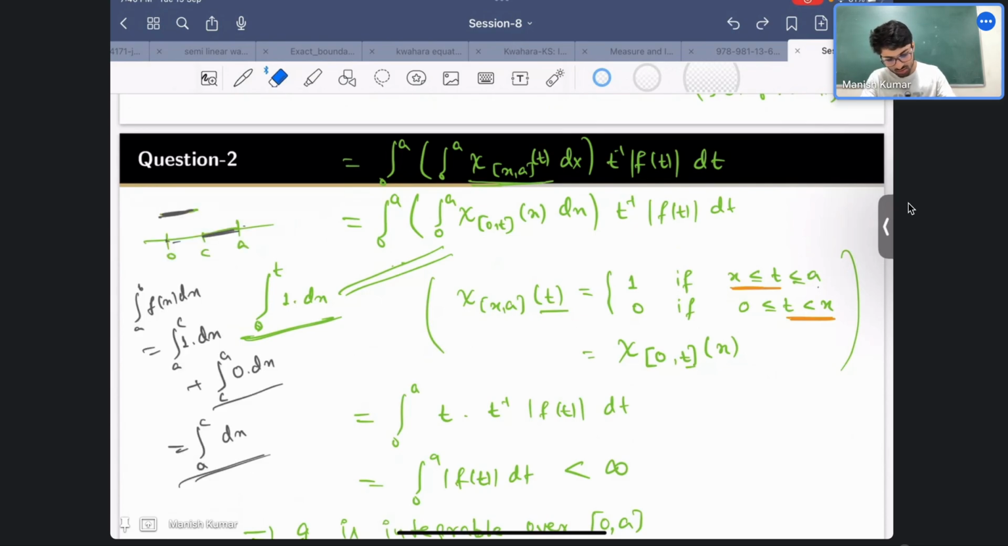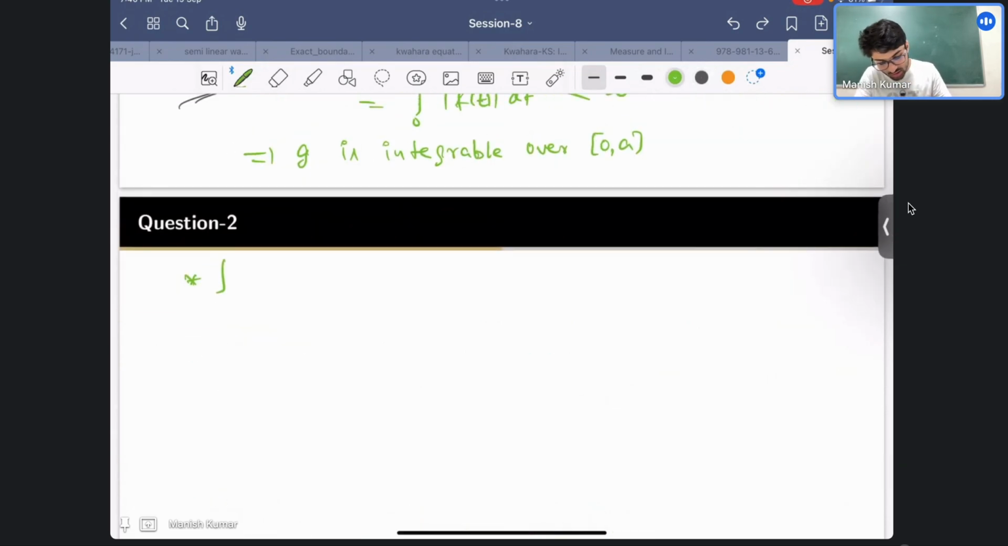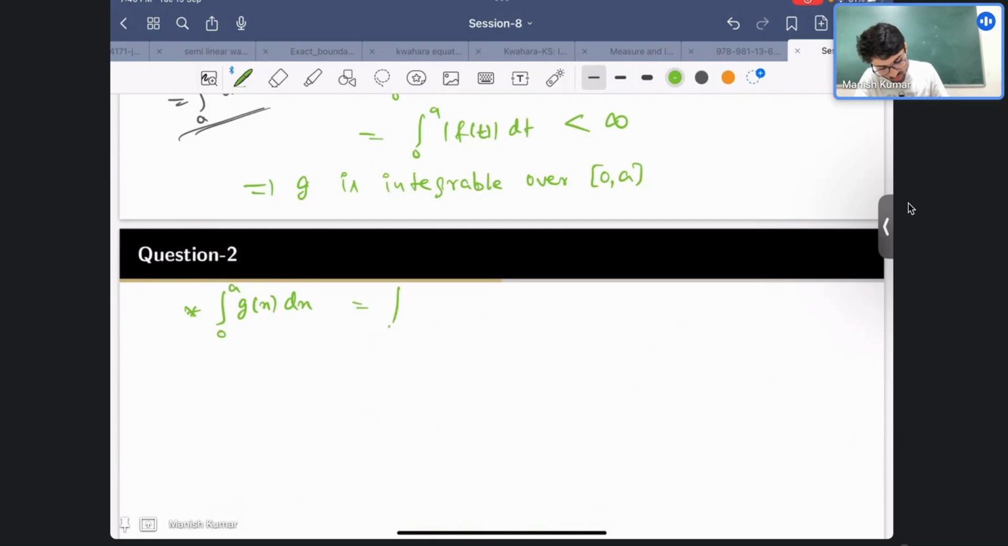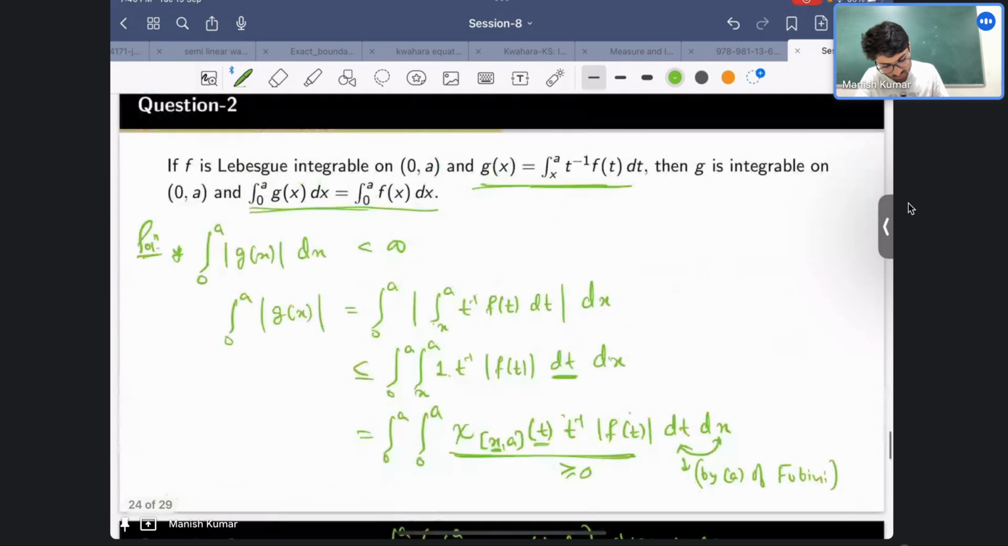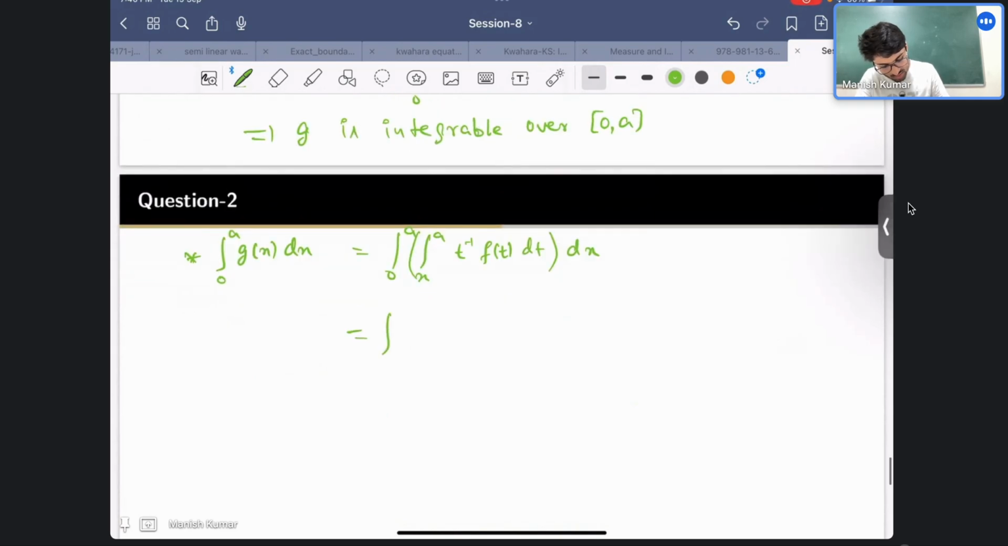Okay, so now let's proceed to find the integral of g. So you have to find the integral of g of x dx from 0 to a, right? What was your g of x? g of x was the integral from x to a of t inverse ft. So this is x to a t inverse ft dt, right? This is your gx, and then dx. So this is 0 to a, x to a, t inverse ft dt dx.